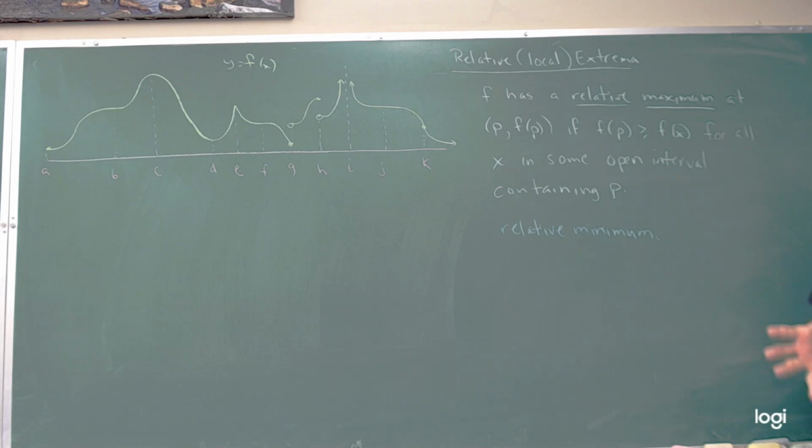So different textbooks and different people and different authors will prefer one over the other, relative versus local, but they're interchangeable. I learned calculus a few years ago, and the book that I learned it out of used relative maximum and relative minimum, so that's what I will use pretty much all the time. But just don't be confused if you see it referred to as a local maximum or a local minimum.